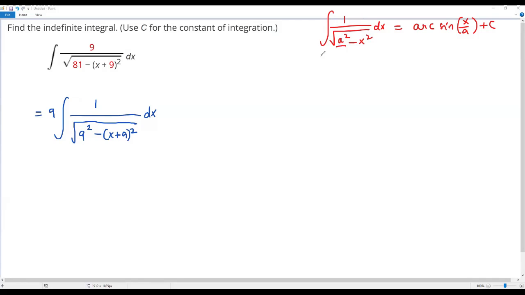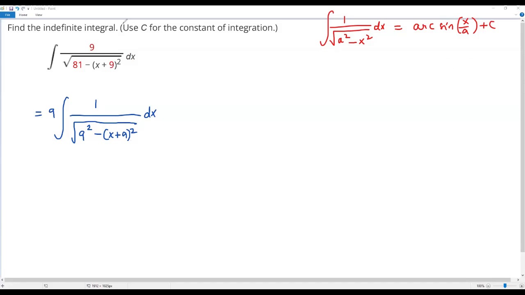At the place of a square, we have 9 square. At the place of x square, we have x positive 9 the whole square. If I want to use the formula I have explained, I need a single variable to be squared, like in the form just x square. But instead of a variable squared, we have an expression squared. So for that, we have to substitute a new variable at the place of x positive 9, so that we'll have a single variable squared and be able to use the formula that we have discussed.